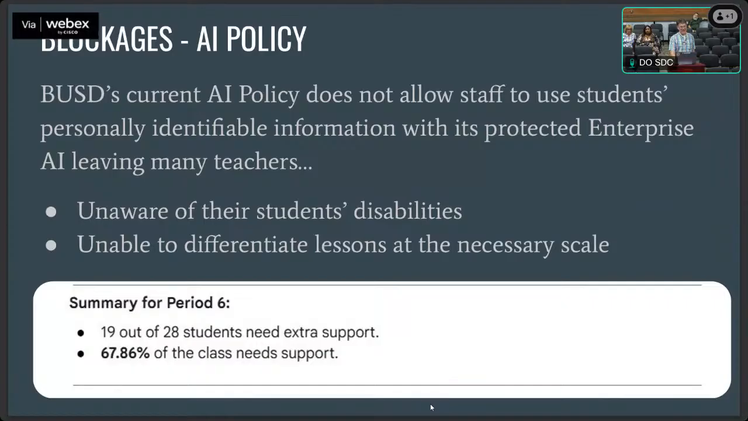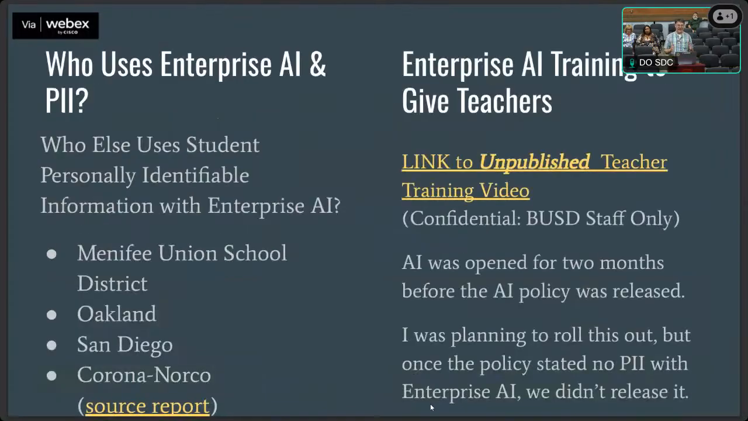And so I want to say there are other districts that are using this. Menifee Union School District is using it. Oakland is using it. San Diego is using it. Corona Norco is using it. I have reports in this presentation that are linked. You can go look it up. I was so excited about it. I used to be the tech coordinator, so I created this video for all staff, and I was so ready to publish it and share it with everybody. But I made sure with IT, I was like, hey, IT, what do you think of this video? And they said, we're about to publish this AI policy that says you can't do that. So I would just hold off.